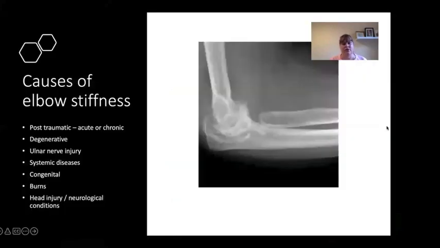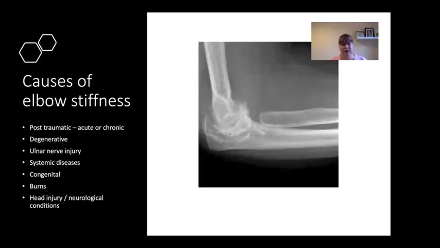So, we all know the causes of elbow stiffness, and most of the patients we tend to see with a stiff elbow in the physiotherapy world tend to be post-traumatic, whether it's acute, immediately post-injury, or chronic. But also we see patients who present with degenerative disorders such as osteoarthritis, ulnar nerve injuries, and they can obviously predispose patients to neurogenic mediators of capsular contractures. Systemic diseases such as haemophilia, rheumatoid arthritis, etc.